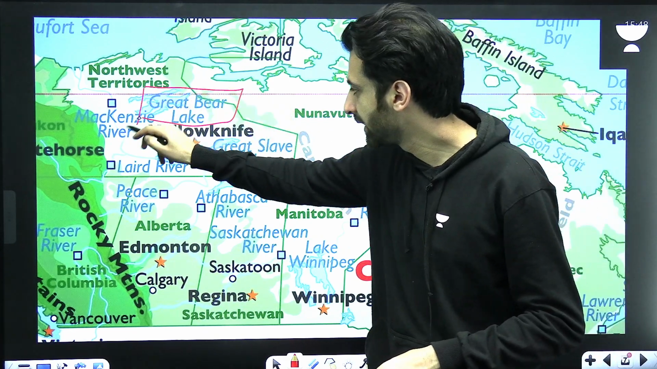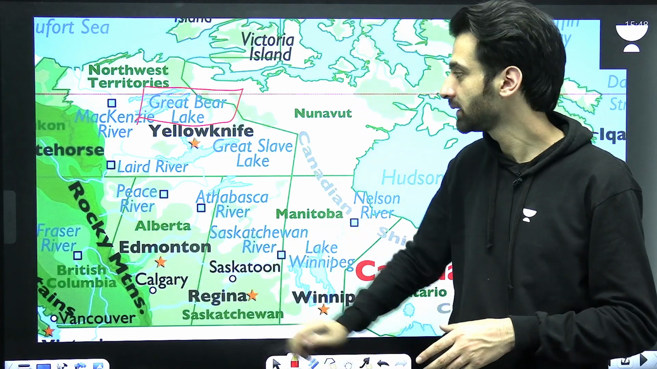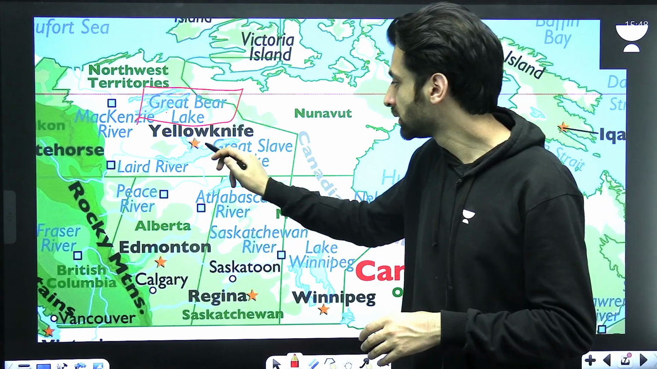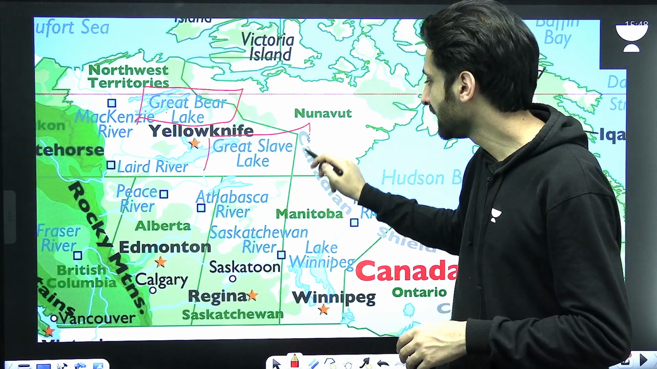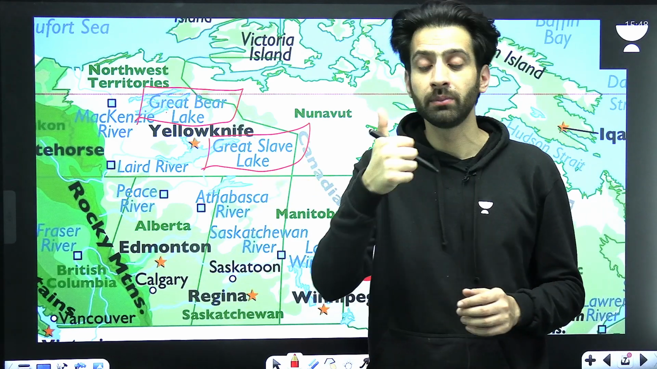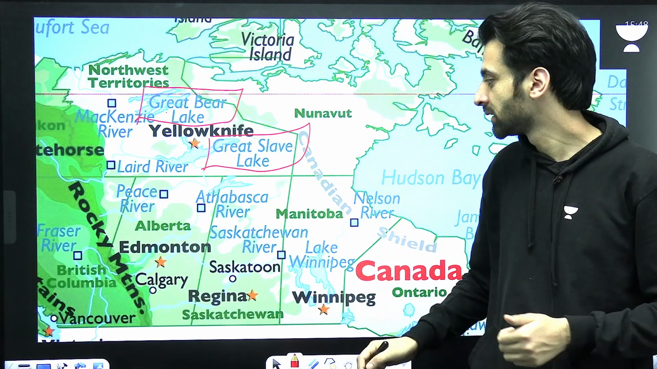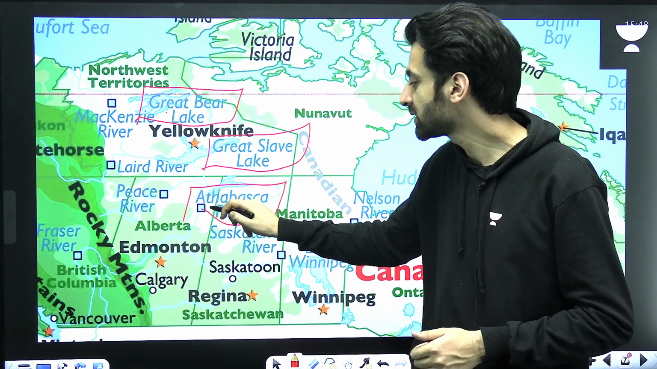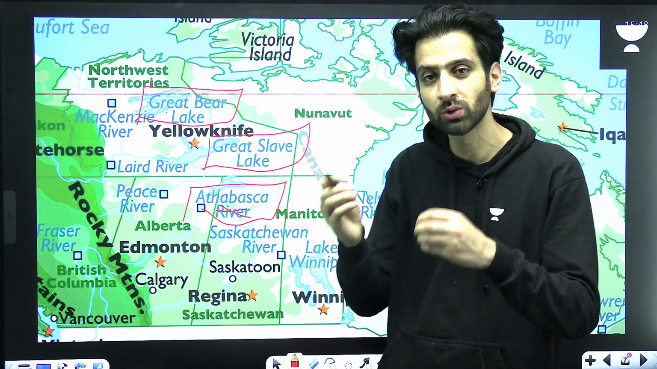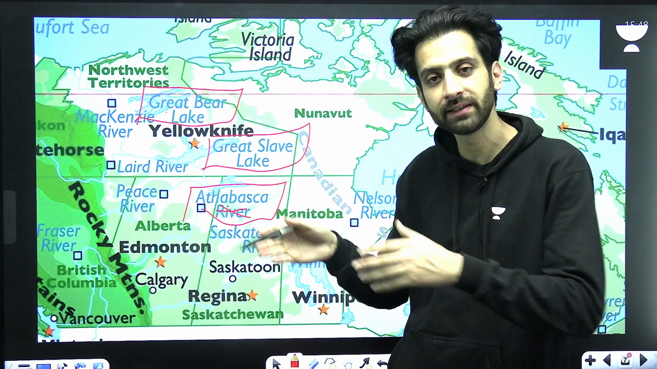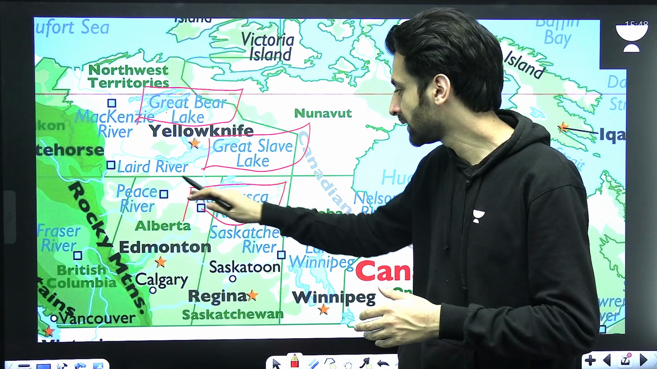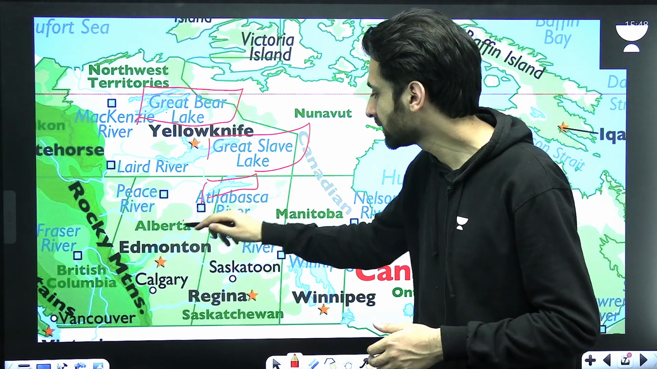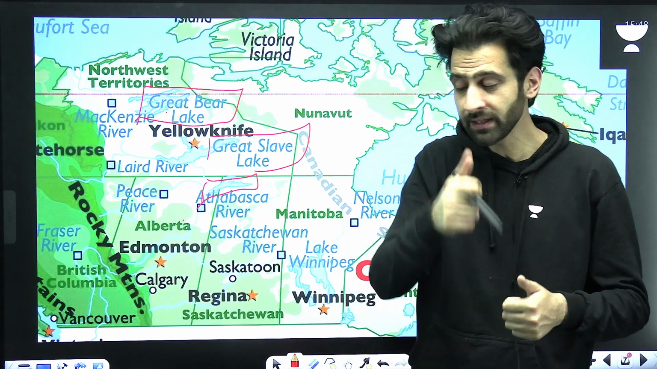Great Bear Lake in the northern part. You can see the Great Bear Lake, that is number 1. Number 2, Great Slave Lake. Bear Lake, Slave Lake. Third, Athabasca Lake. This is a river as well. You just ignore the river for some time. When we learn the rivers, I'll tell you about the river there as well. This is a lake, the Athabasca Lake. So Bear Lake, Slave Lake, Athabasca Lake.